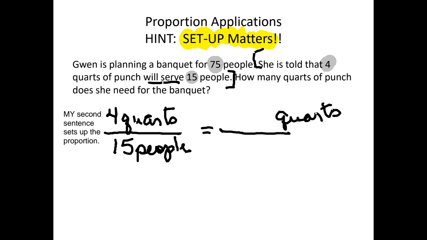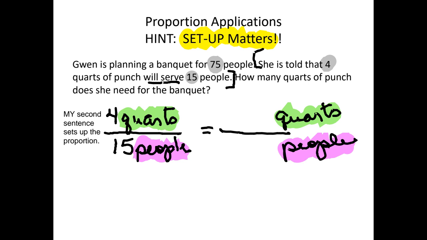If I set up quarts here, quarts better be in the numerator here. If I put people in the bottom, people better be in the bottom. Because now, where does this third number go? It goes down here. This is what I'm looking for. How many quarts of punch does she need?